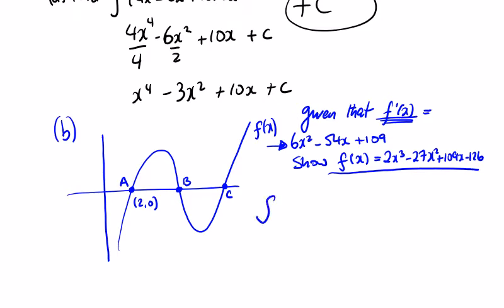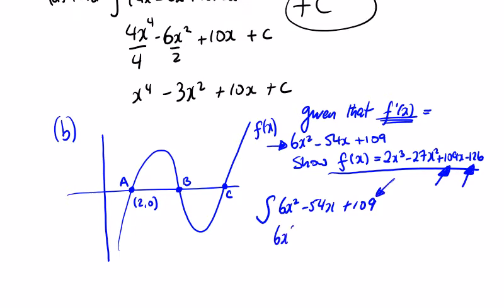So we're looking for the integral of 6x squared minus 54x plus 109, and that plus c will come in handy here because we're going to need to calculate c, which is going to be this number here, 126. You can see the 109x comes from the 109 here, and so on. So let's get the integral of this.